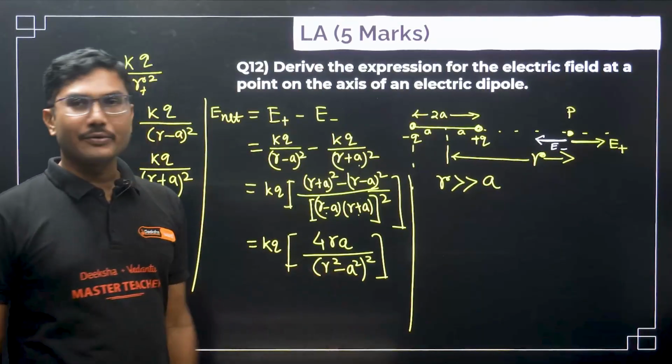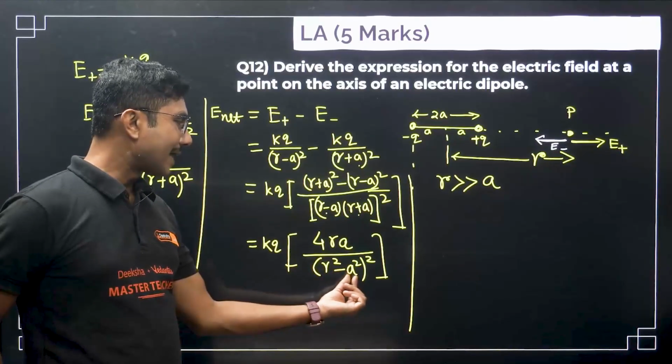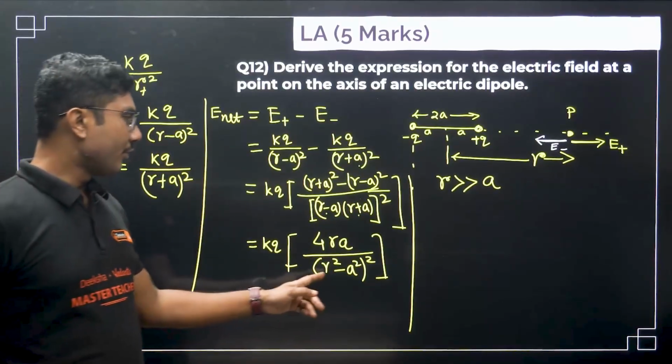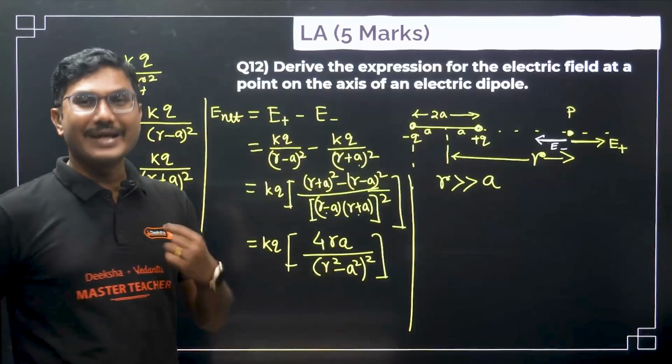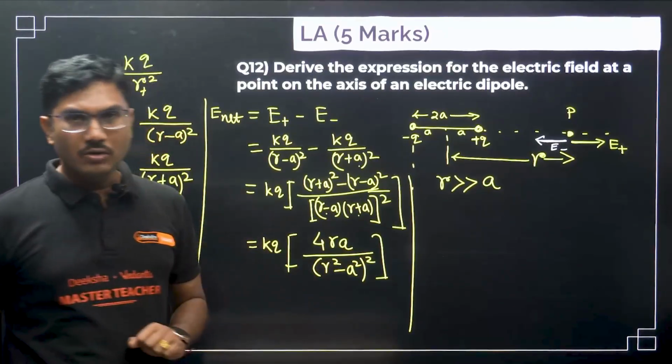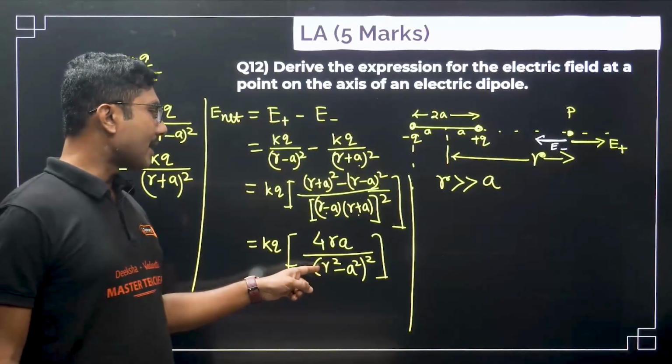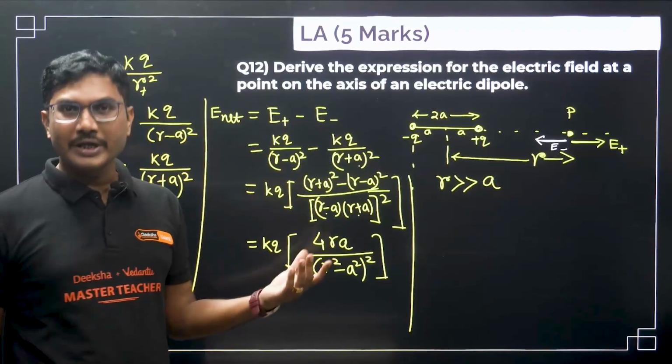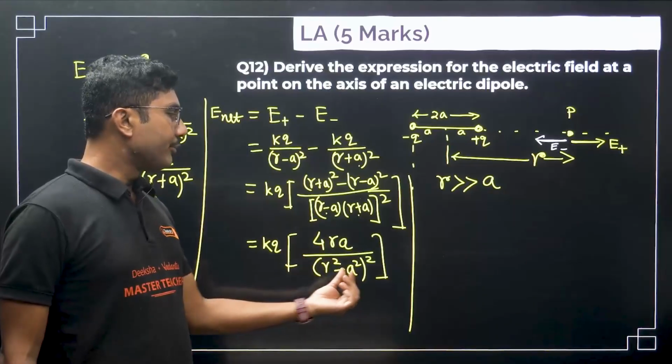Because in the division we can see that there is an r square as well as an a square. So if this a square is very small, we can simply ignore this a square, and whatever r square is there, that will be the dominant force. Okay, so we will ignore this a square.